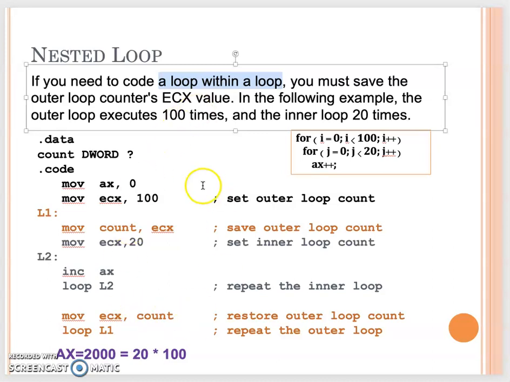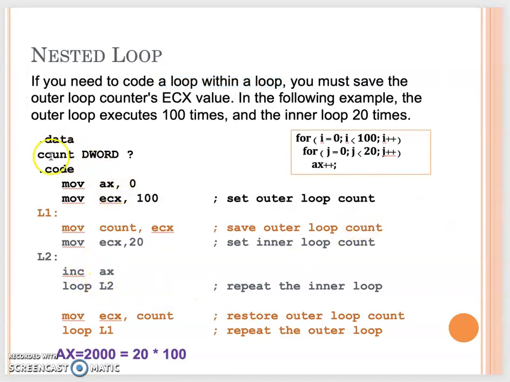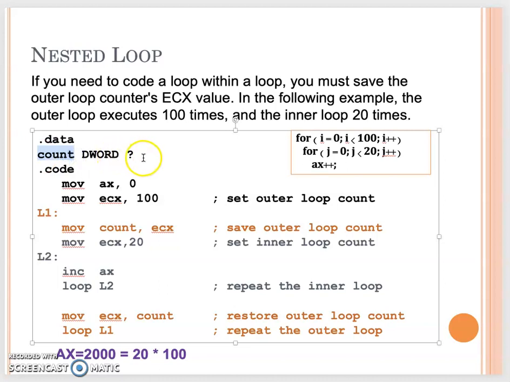So in the following example, actually they just have an outer loop that will do 100 times, and the inner loop you will do 20 times. So that's why you will see they will totally do 100 times 20, so they will execute 2000 times to increment the AX. So let's see what happened here. Right, so we have the count as a DWORD. I don't initialize the value. So this count is where later we will temporarily save the ECX value.